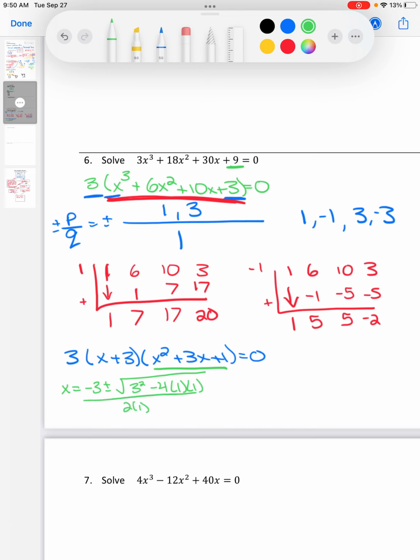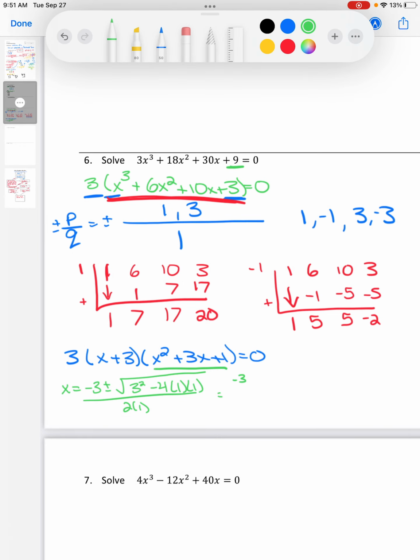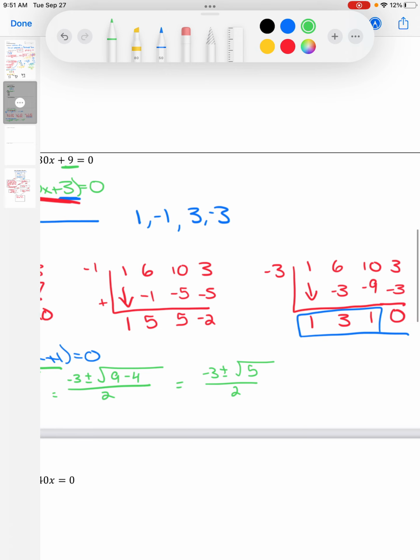all over 2a. So this one has smaller numbers, so it's not too crazy. So we're going to have negative 3 plus or minus the square root of 9 minus 4, all over 2. So negative 3 plus or minus the square root of 5 all over 2. Now, can I simplify the square root of 5 at all? No. So that's my answer. I can't go any further.